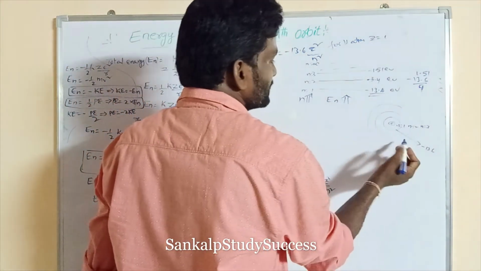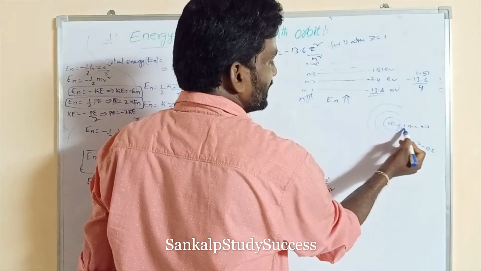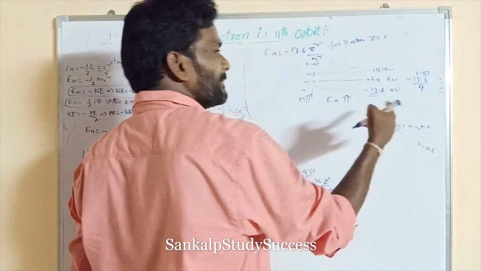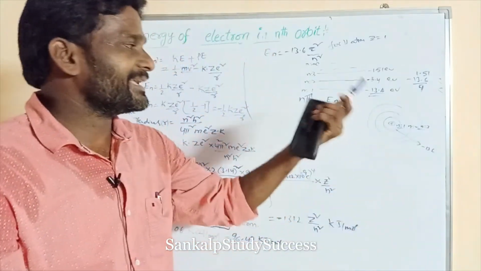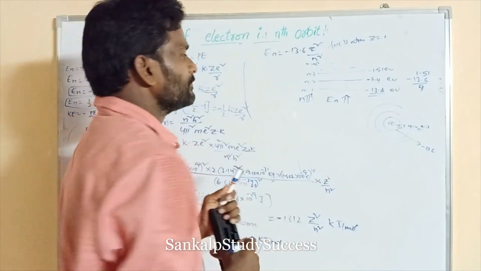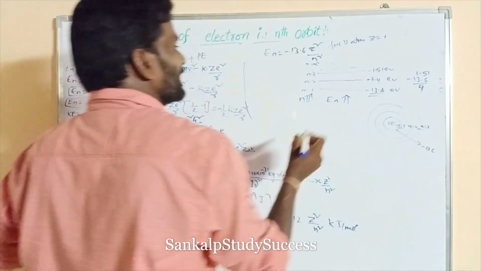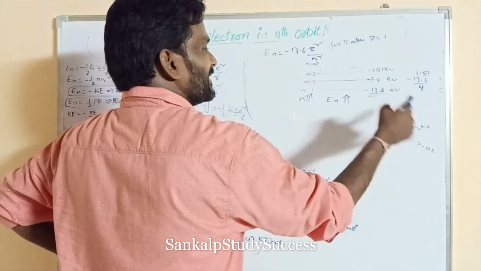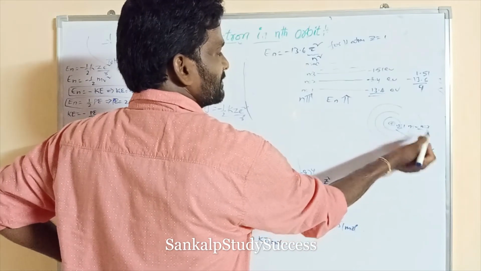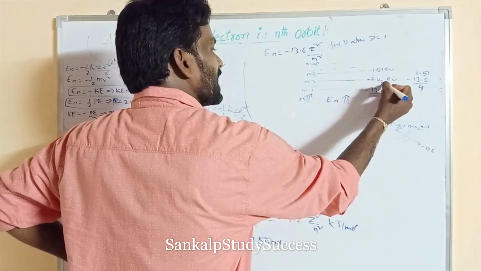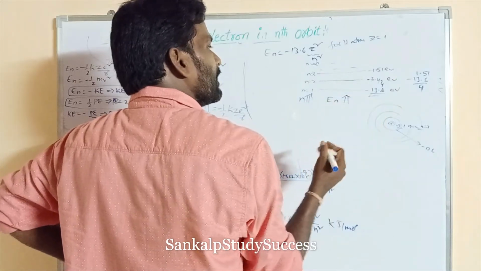So according to this, this is the nearer orbit and this is the farther orbit. The nearer orbit has lower energy and the farther orbit has higher energy. Now, what about the energy gap between the energy levels: first energy level, second energy level, third energy level? What is its energy gap?